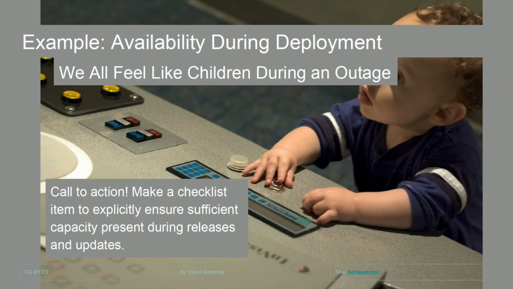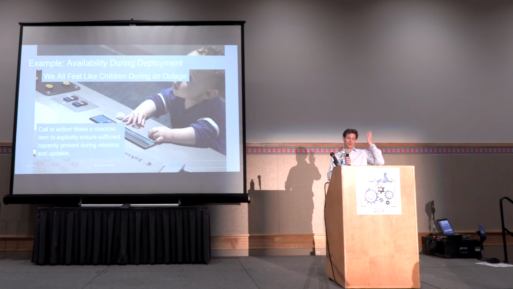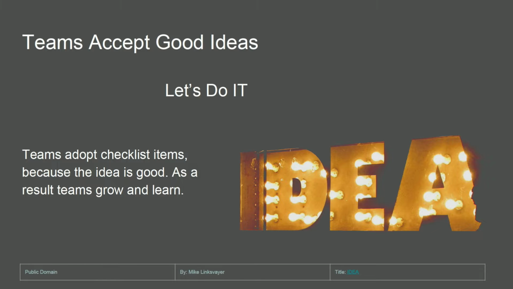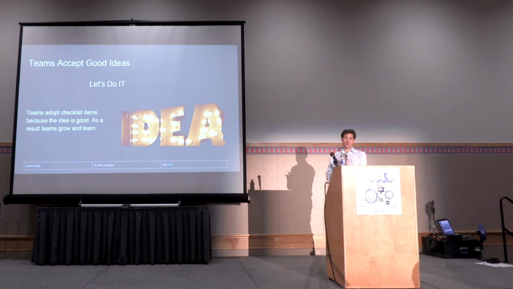So as an example of a checklist item, let's say everybody made a checklist item to explicitly ensure there was enough capacity during releases and updates of software, right? That would be an example of a checklist item. Would it work, right? Well, I think that's a good checklist item. So usually people accept it. They're like, yeah, that sounds like a good idea. We should do that, right? Not have outages during deployments, right?